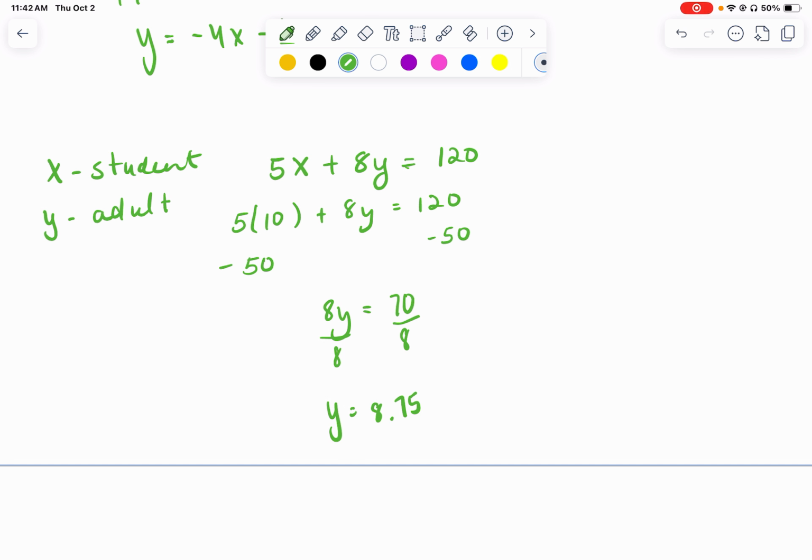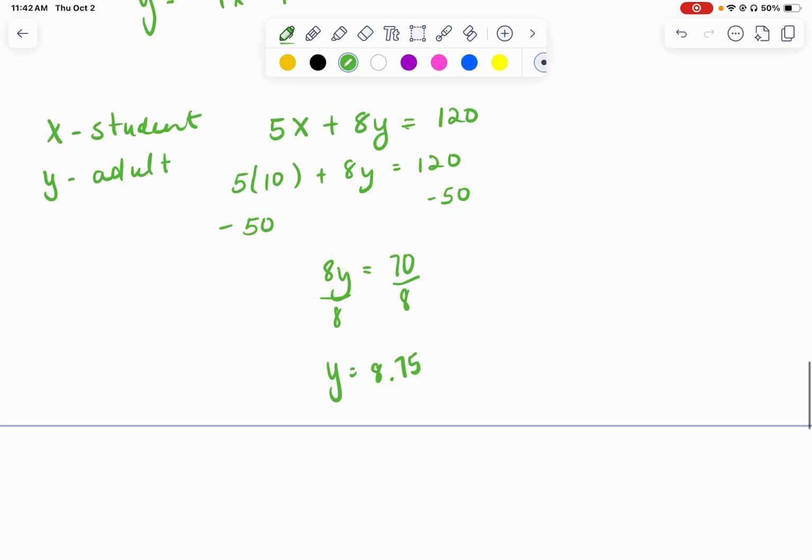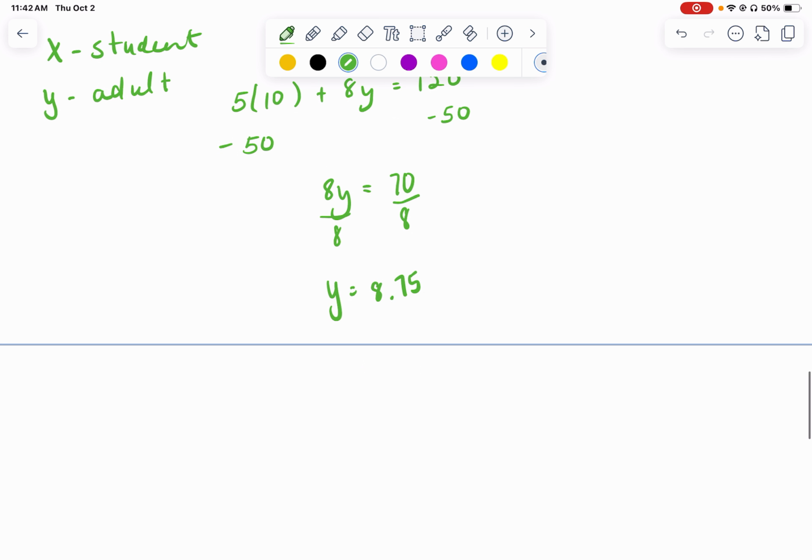On the Kahoot, we just picked the one that's closest to that, which is 8. Normally, if it's talking about tickets or something like that, it would end with a whole number. But it's fine for this question. We're good. But that is how you solve it. Because it would be 8 tickets. Not just tickets, but adult tickets.